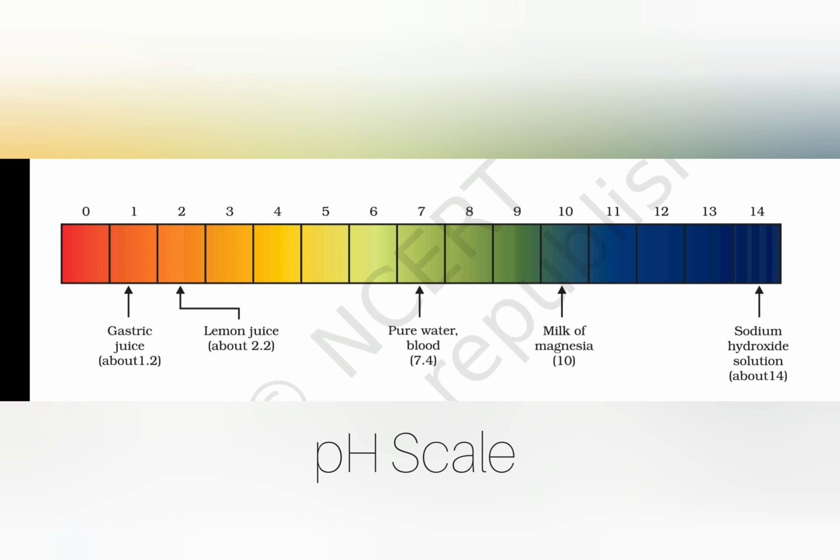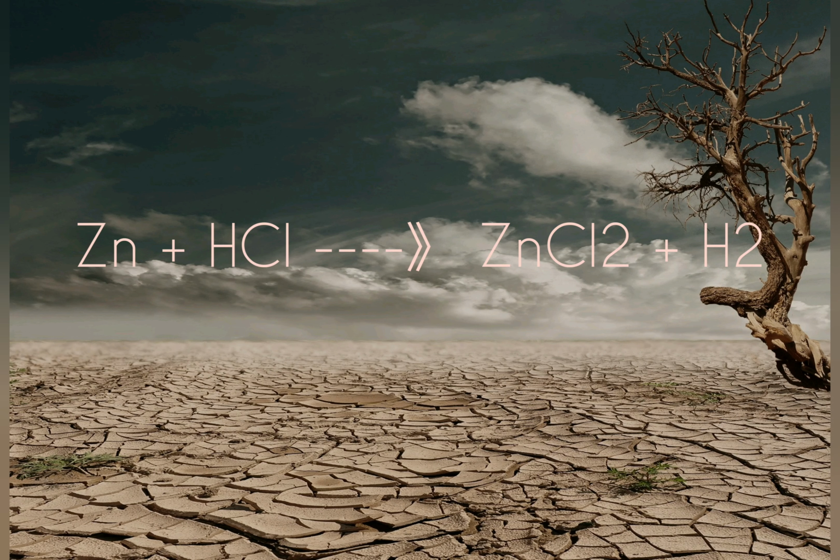A pH scale tells about the acidic and basic nature of substances. The higher the pH, the less acidic the nature. They turn blue litmus to red. Acids are sticky to touch, sour to taste, react with metals to form hydrogen gas, and usually have a burning smell.